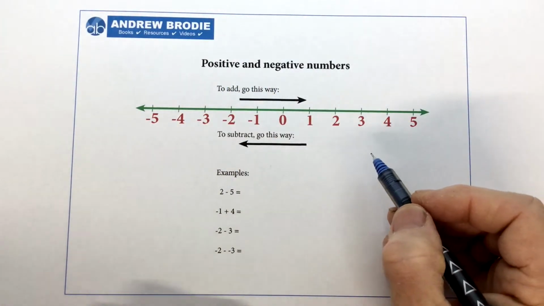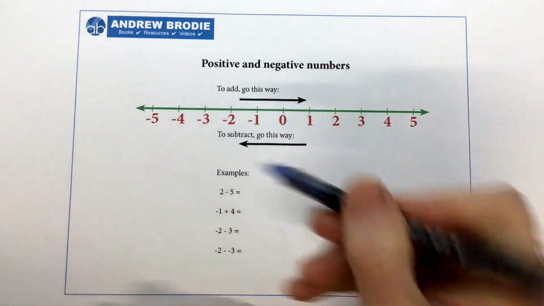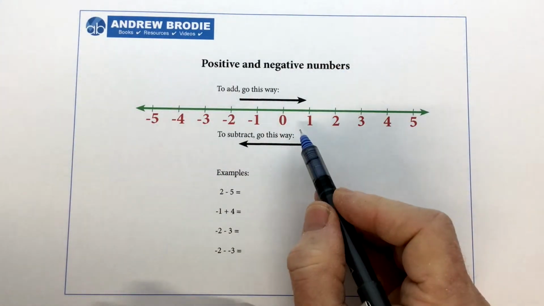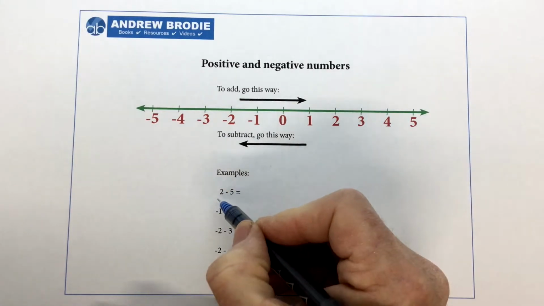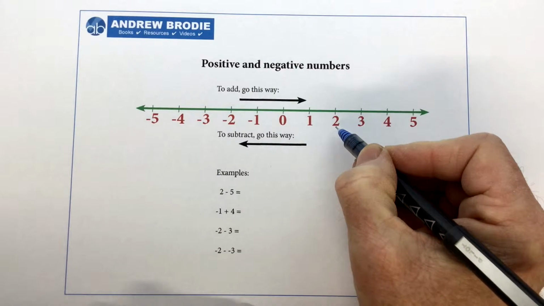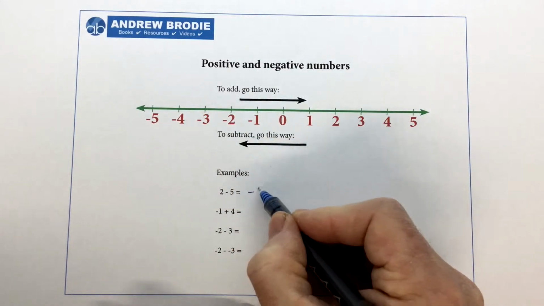Positive and negative numbers. Watch this one carefully. To add, we go this way. To subtract, we go that way. Easy as that. There's the number line. Examples. Where are we starting? We're starting on 2. With this example, 2, take away 5, so 1, 2, 3, 4, 5, it's negative 3.